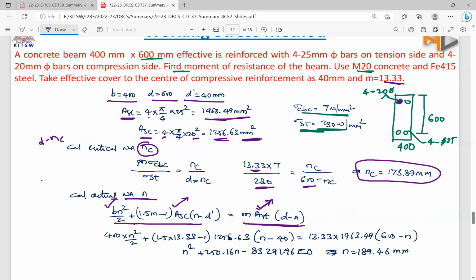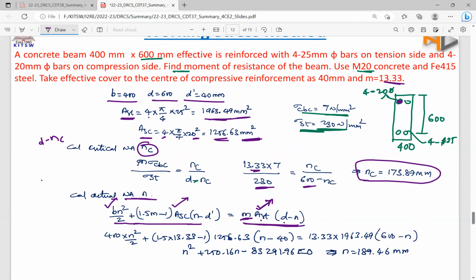We are converting steel into concrete area. We draw the steel strength as an equivalent concrete area, and for this transformation we use the modular ratio. M into AST into D minus N.